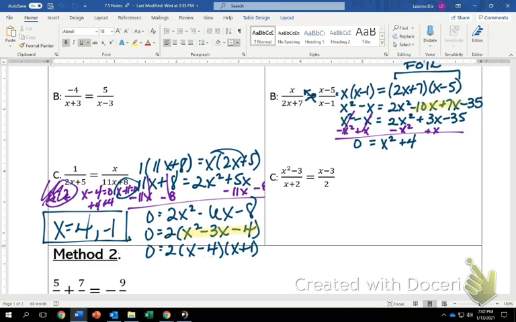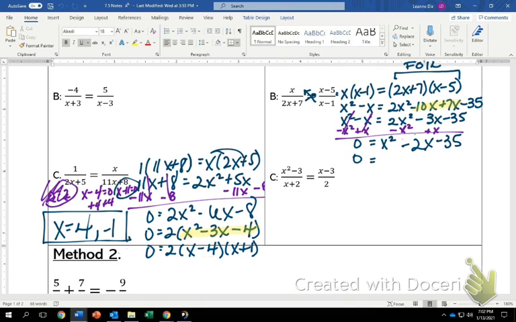Oh, sorry. When I combined the negative 10 and the positive 7, I was actually supposed to make this a negative 3. So really, they're subtracting. So this is actually going to say negative 2x minus 35. Okay, there we go.